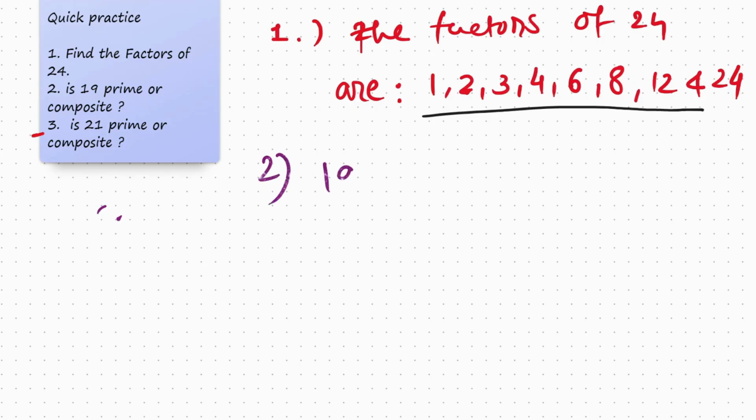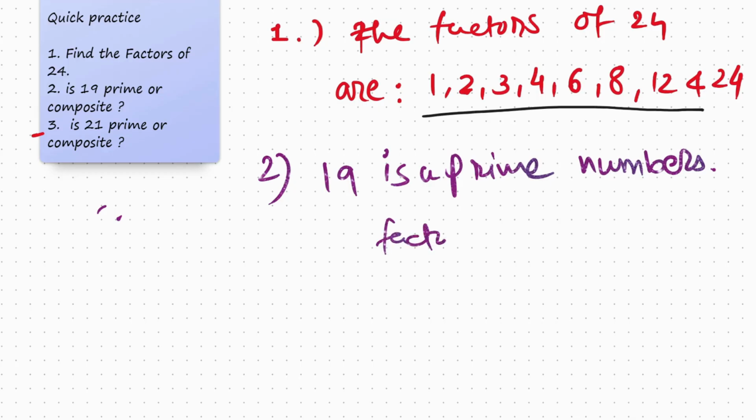Now the second question: is 19 a prime number? Yes, 19 is a prime number. Why? Because it has only two factors, 1 and 19.